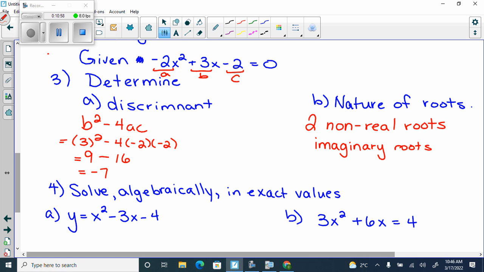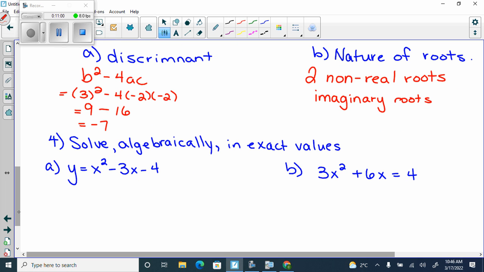All right, number four, it says solve algebraically. When you see solve, because you're not going to hear it, you're going to read it yourself, you should immediately think, I have two ways. Factoring, quadratic formula, that's it, right? I see solve, I say, I need to use factoring or quadratic formula. So, I have to set y equal to 0 because I'm finding the x-intercepts, that's what solve means.